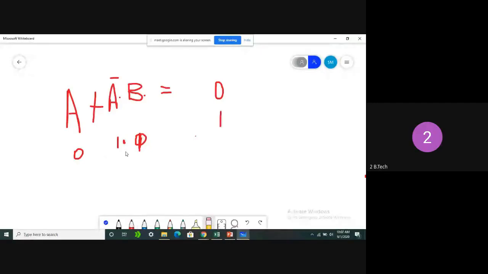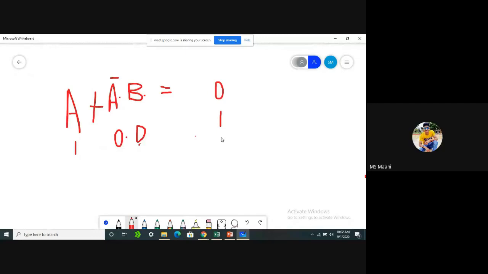In the next combination, we can take 1 0. In the sense A is 1, B is 0. And what about A bar? A bar is 0. So 0 into 0 is again 0. 1 plus 0 is again 1.